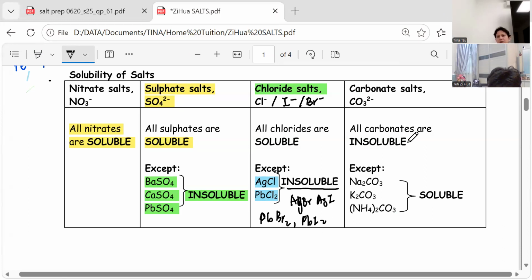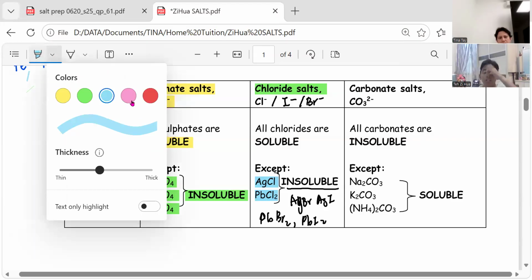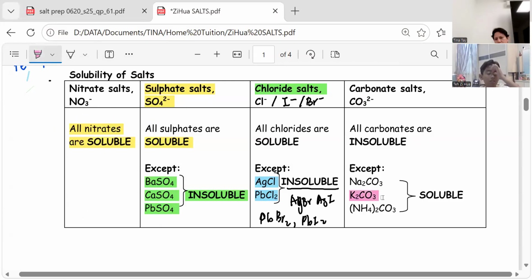Carbonates are the other way around. All carbonates are insoluble. Okay, calcium carbonate, copper 2 carbonate, all the carbonates are insoluble. However, if it has potassium, sodium, or ammonium, those carbonates are soluble, only these three. Okay, this is a very, very important chart, and this one you must memorize. I'm going to give you a few seconds to try and remember this, and I'm going to ask you questions.